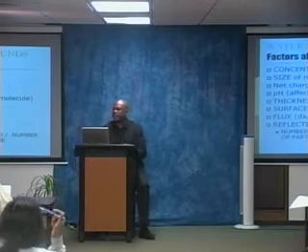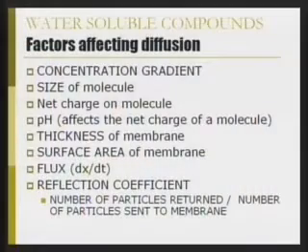All right. The thickness of the membrane will play a role, Tamir, because if the membrane is thick, it's harder to get across. You understand? All right. Surface area of the membrane will play a role, Tamir. The more surface area, the easier it is to get across. The less the surface area, the harder it is to get across. Does that make sense to you?